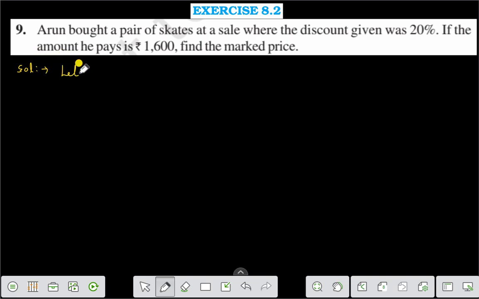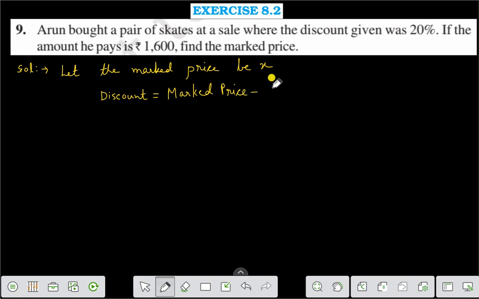Let the marked price be X, and we know that discount is equal to marked price minus sale price, right? And the discount you're getting is 20%.